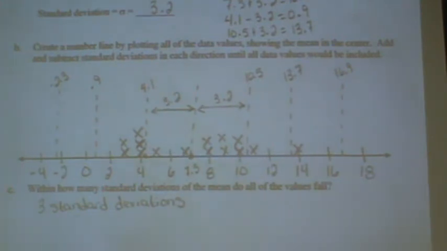So the last 2 pages are homework. The first 2 follow right along with what we just did, basically. You're given the mean and the standard deviation, and you're asked to graph it on the number line. And then you also need to tell how many standard deviations it took to include all of the values for the first 2.